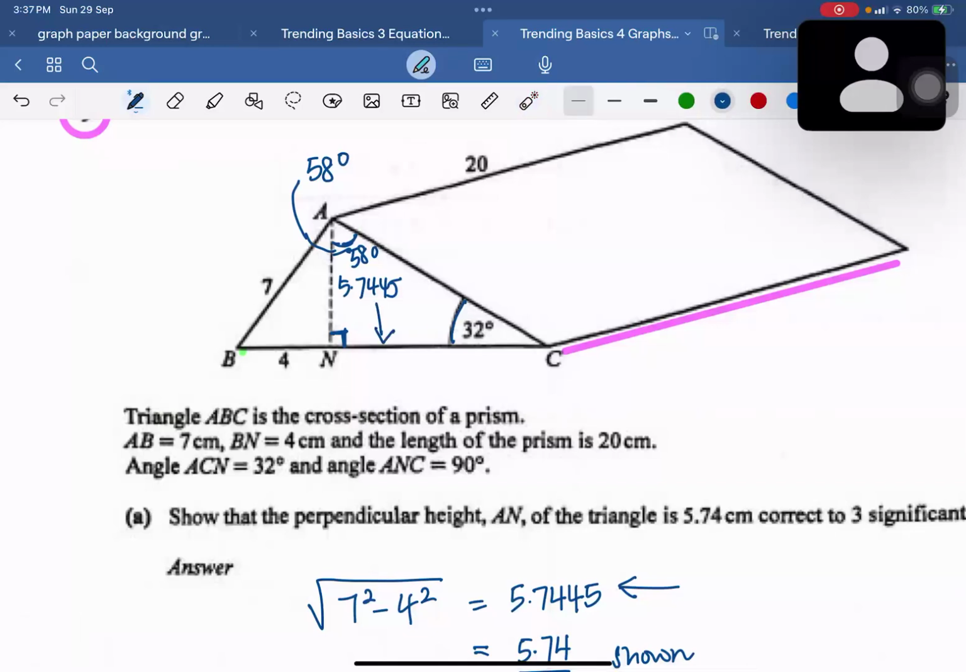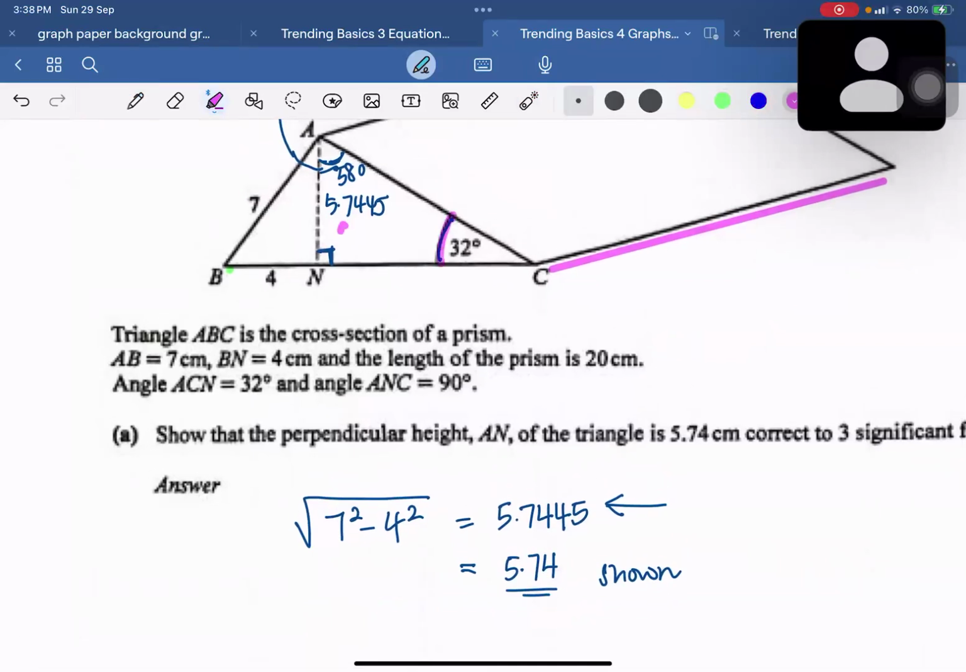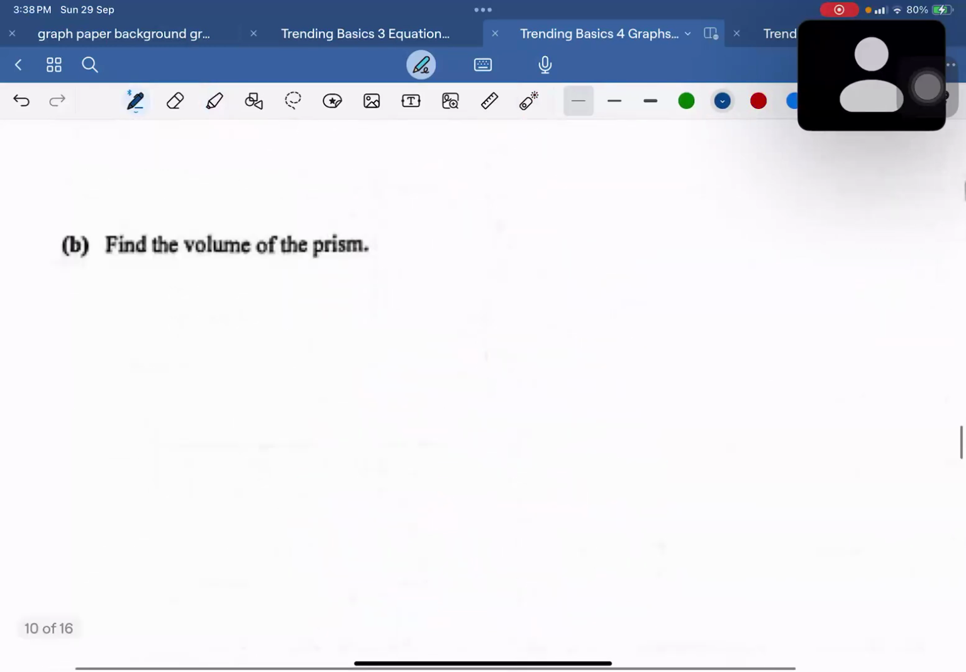Sine 58 over NC. Now, why do I need to find NC? Area of triangle is half times base times height, right? I already know the height, but I do not know where this base is. So I find NC. For me, I'll still use Picasso. So my Picasso is this angle. This is the opposite that I have. This is the adjacent that I want to find. So I use tangent. So first find NC.